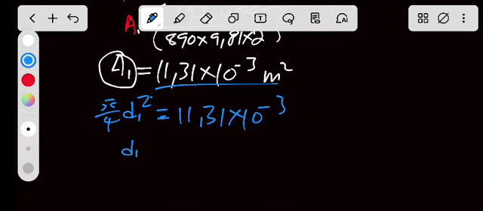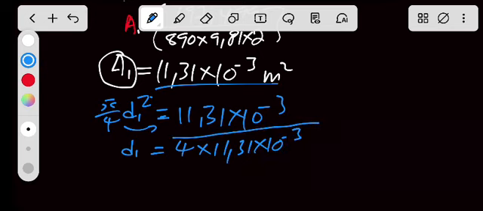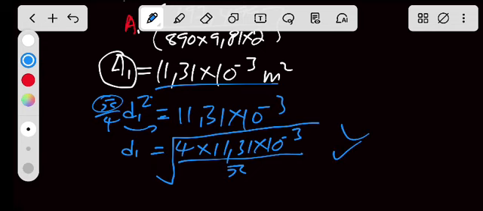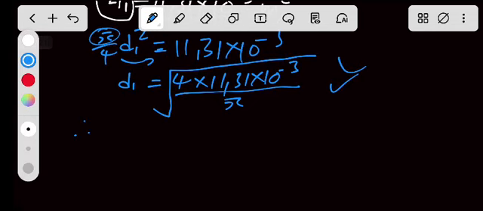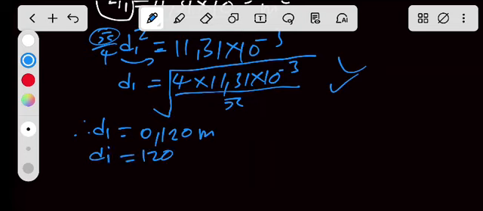d1 will simply be equal to the square root of 4 multiplied by 11,31 times 10 to the power of minus 3, divided by pi. Alright, so we'll have d1. Punching this, you are supposed to obtain d1. The diameter 1 at the entry simply equals 0,12 meter. If you want this in millimeters, it will be 120 millimeters. That is d1.